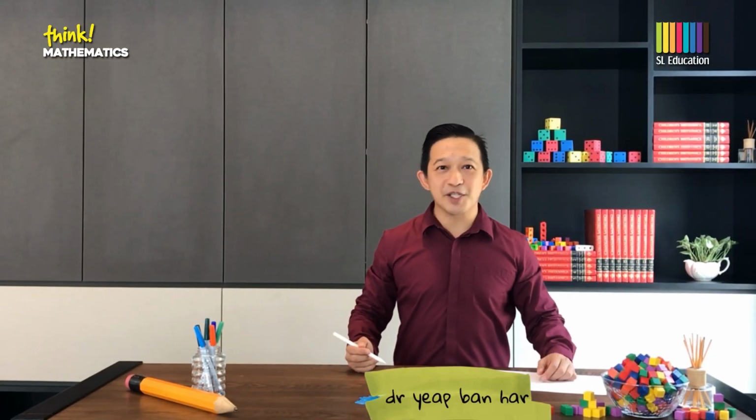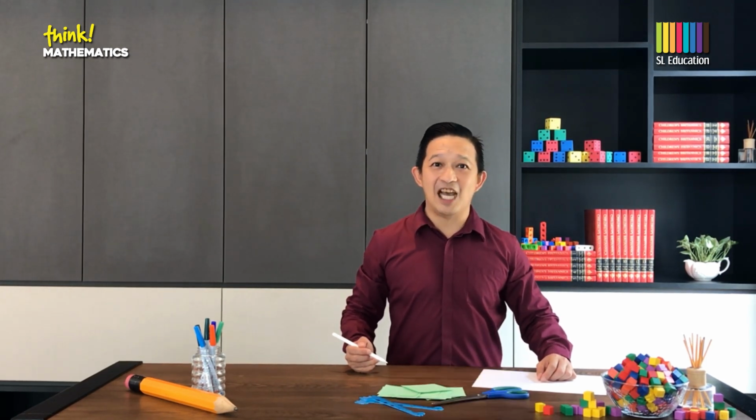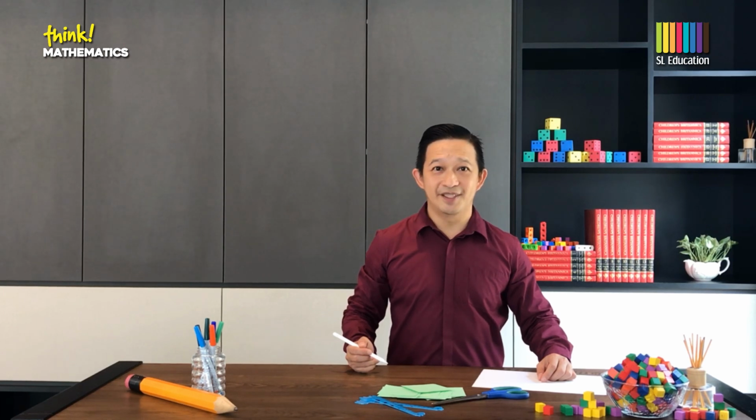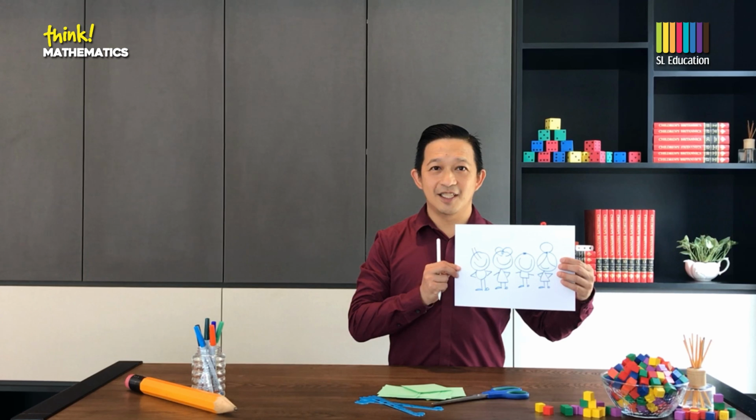Today, we are going to solve a problem. My name is Dr. Yap Banha, and I will share a problem with you. The problem is this. There are 4 friends: Spiky, Curly, Smiley, and Bunny. And their art teacher wants them to share a piece of art paper like this one. It's in the shape of a square. So that's the problem.